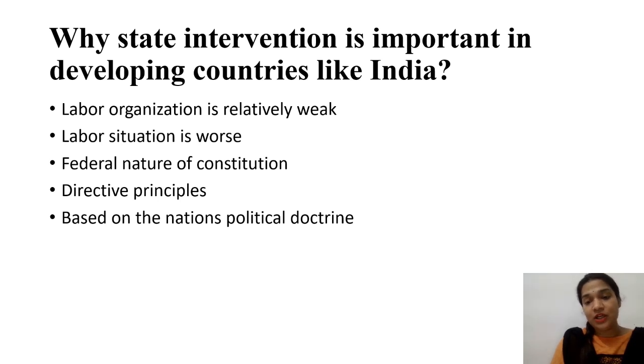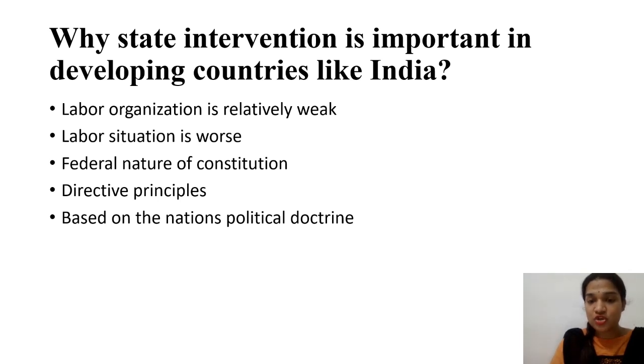If we talk about Article 43, the state shall endeavor to secure, by suitable legislation or economic organization or in any other way, to all workers, agricultural, industrial, or otherwise, work, living wages, conditions of work ensuring a decent standard of life, full enjoyment of leisure, and social and cultural opportunities. The state shall also endeavor to promote cottage industries.